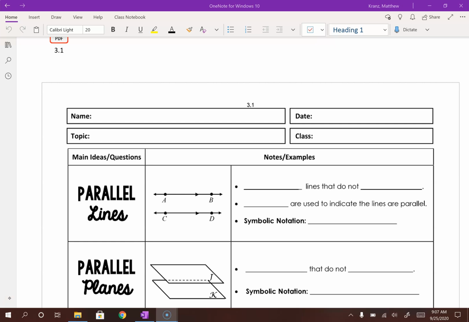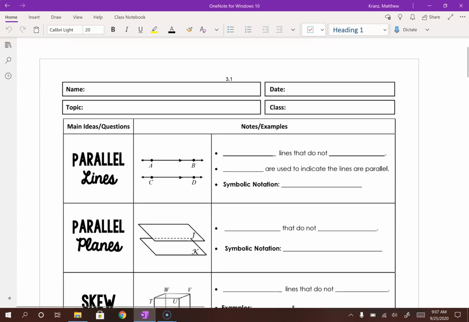So we're going to start unit 3 now, and unit 3 basically involves something called parallel lines and their relationships and the angles that are formed by them. So the first thing we're going to look at are these two parallel lines, which is line AB or BA and CD or DC. Now parallel lines are lines that never touch.